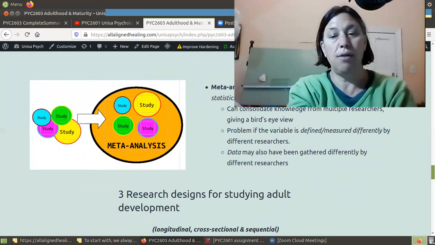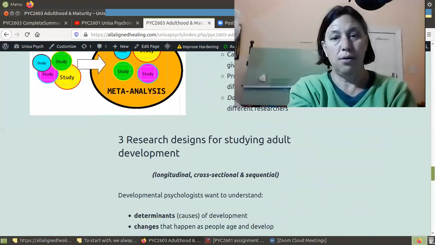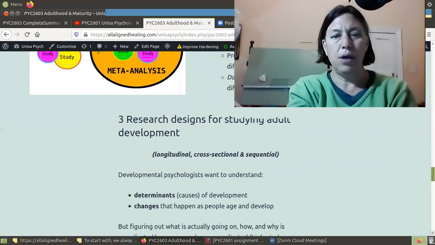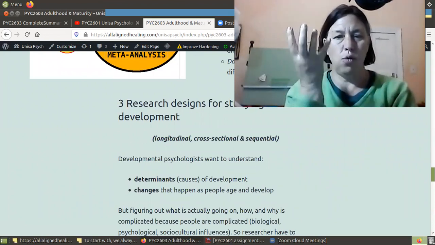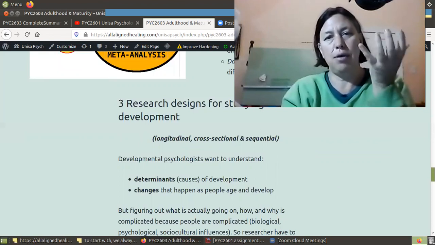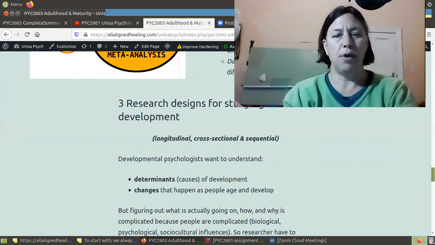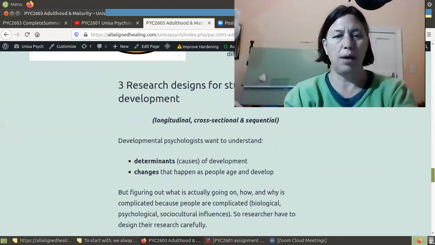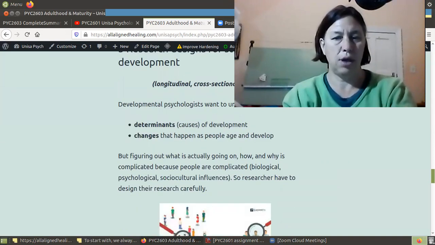We're looking at three research designs for studying adult development: longitudinal, cross-sectional, and sequential. Developmental psychologists want to understand the determinants or causes of development and the developmental changes that happen as people age and develop. But figuring out what is actually going on, how and why, is complicated because people are complicated. So researchers have to design their research carefully.